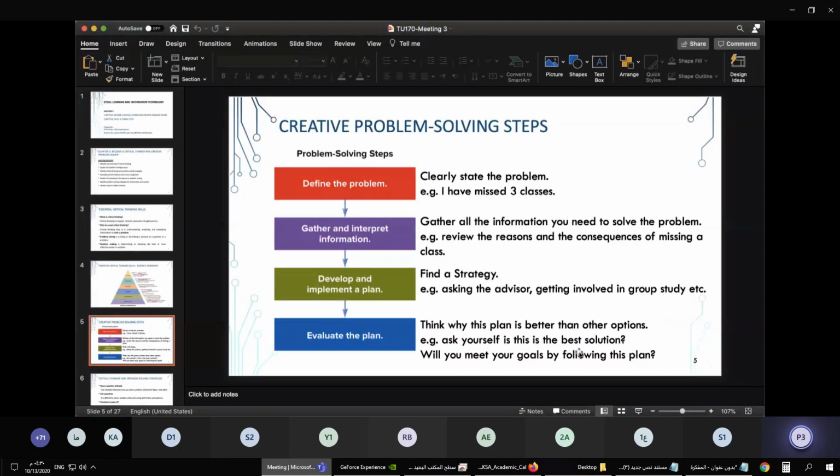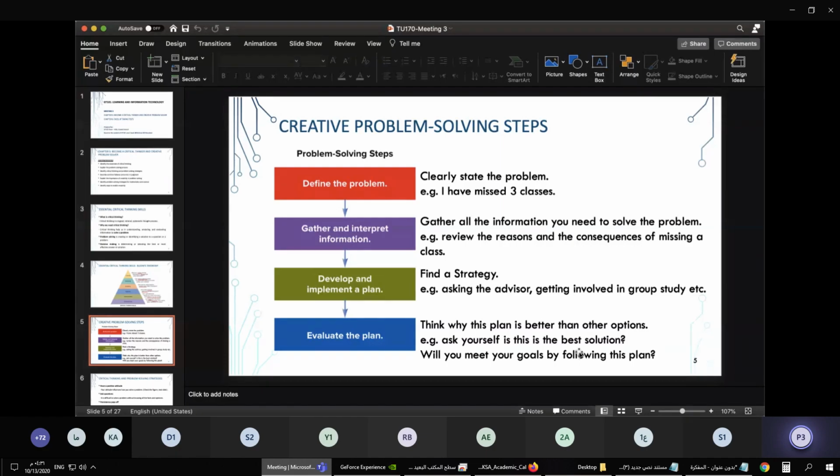Let's start with the first step, define the problem. You clearly state the problem. For example, you say, I have missed 3 classes. So this is one example of a problem you need to solve. Then you gather information and interpret this information. You gather all the information you need to solve the problem. For example, you review the reasons and consequences of missing a class.